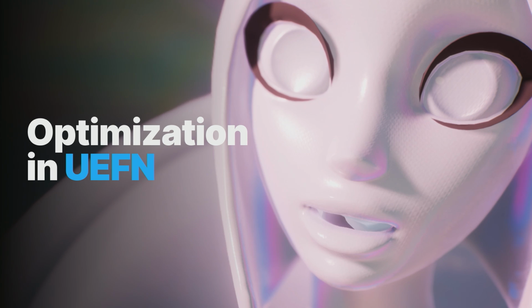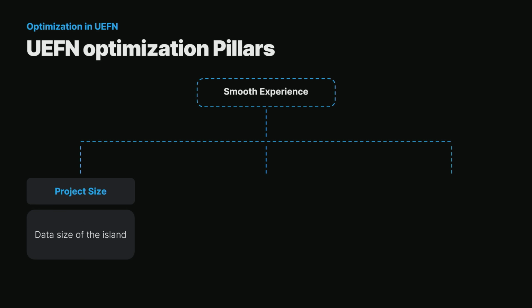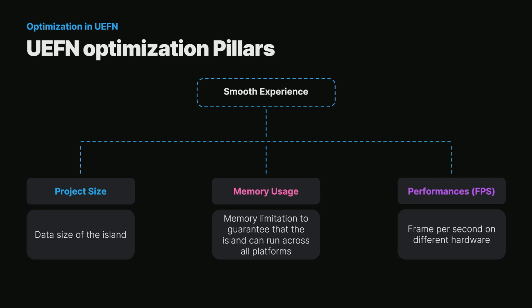So now that we understand optimization, let's look at what optimization means in UEFN. And in UEFN, we can really establish 3 main pillars that we'll have to optimize to get a smooth experience in Fortnite. First, we've got the project size, which is the data size of the island. Next, we've got the memory usage, which is a memory limitation to guarantee that the island can be run across all platforms. And finally, we've got the performances, which are simply the frame rate per second that you will get while playing the island on different hardware.